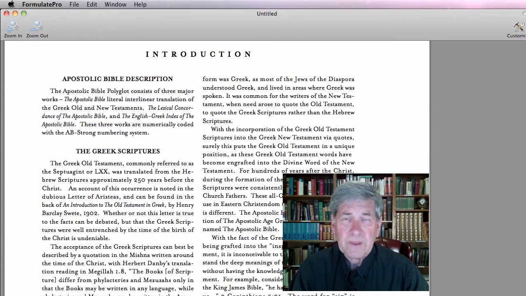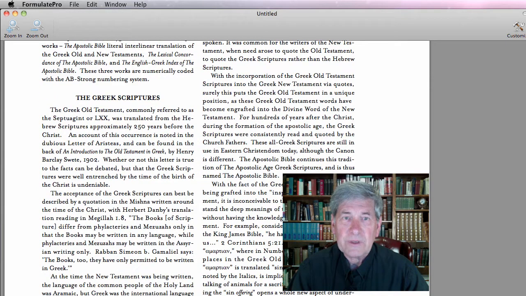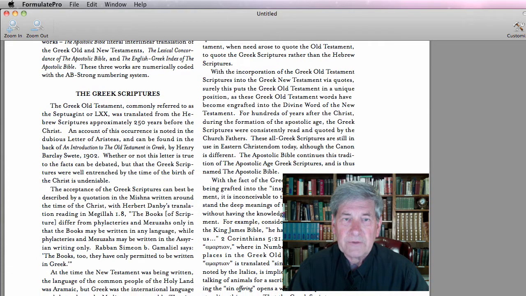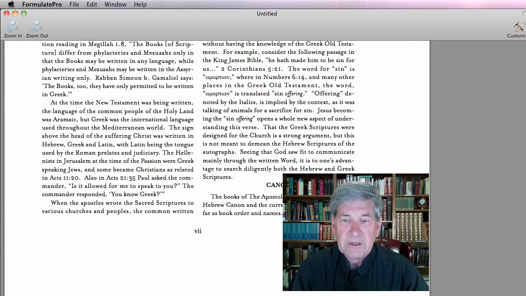The introduction, as can be found in the beginning of the Apostolic Bibles, begins with the Apostolic Bible description, and then it goes into the Greek scriptures. The Greek scriptures are basically what we mentioned earlier, not so much in detail, but it's going back into the history of the Greek and the Hebrew. And then it goes into the canon. The canon of the Apostolic Bible, Old Testament, follows the Hebrew canon, and the New Testament follows the later King James, the earlier King James.